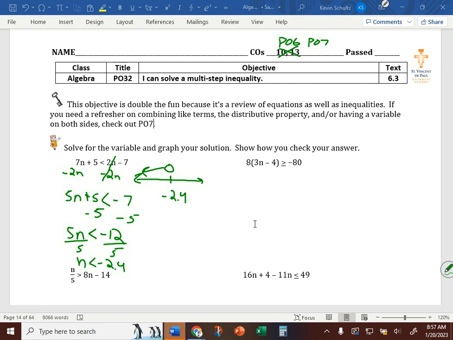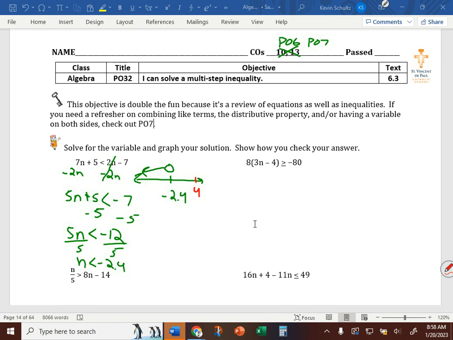Oh, show how you check your answer. How could you check your answer? Plug something in. What do you want to plug in, Paul? 4. So if you plug in 4, which is over here, is it going to work? No. Right? Which is fine. If you plug in something that shouldn't work and it doesn't work, that could confirm that you're right.